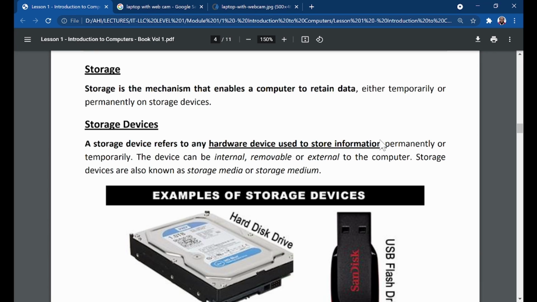Storage devices. Storage is a mechanism that enables a computer to retain data either temporarily or permanently on storage devices. A storage device refers to any hardware device used to store information permanently or temporarily. We'll be looking at why permanently and why temporarily. The device can be internal. Some storage devices are internal, some are removable or external to the computer. Storage devices are also known as storage media or storage medium.